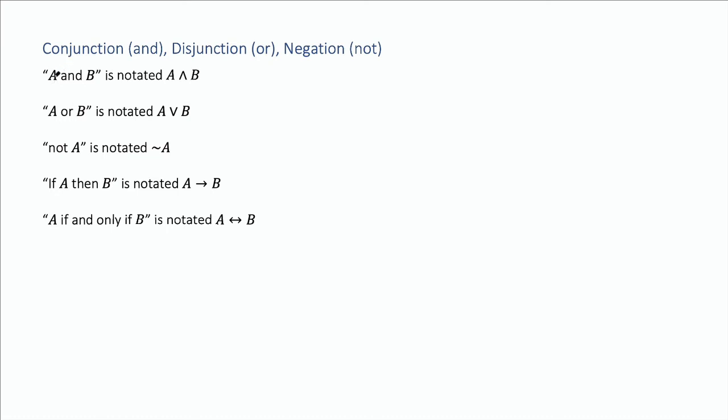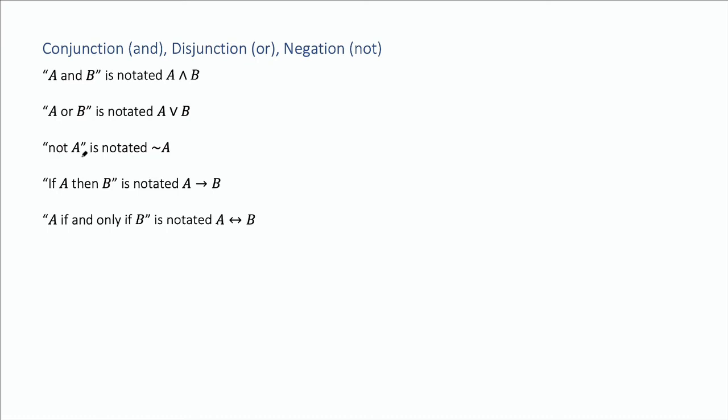First, the statement A and B, we notate like this with A, and then the and is like this little caret pointing up. Okay, A and B. A or B is very similar. We just flip that sign. So we have A and then this little V symbol and B.